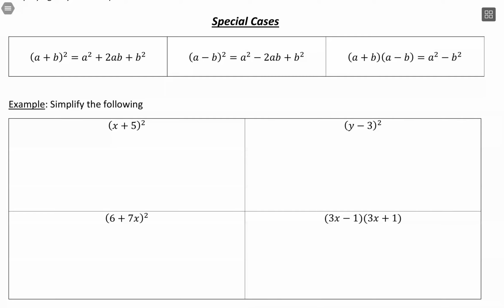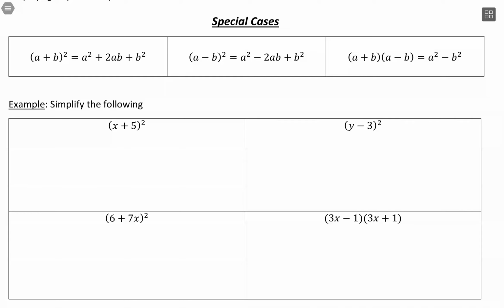Alright, our special cases, we have our perfect square trinomials on the left here. It can come through with either addition or subtraction. And then we have our difference of squares. So we've worked with factoring these, but what we can also do is multiply them out.